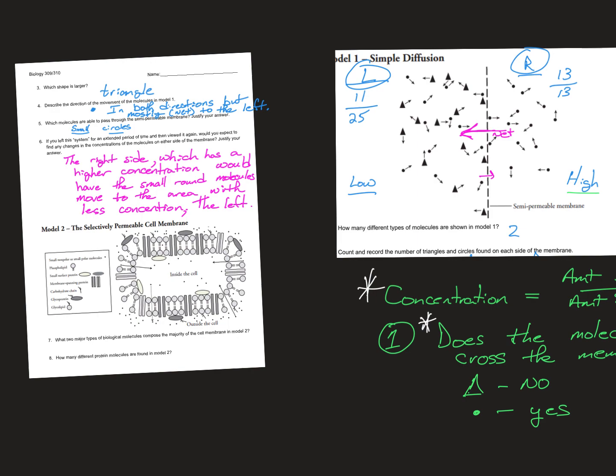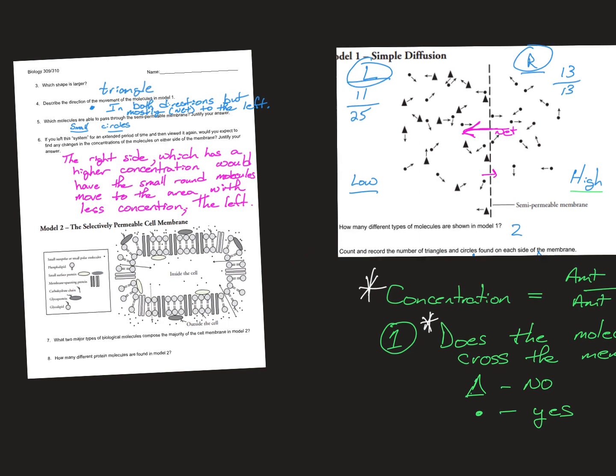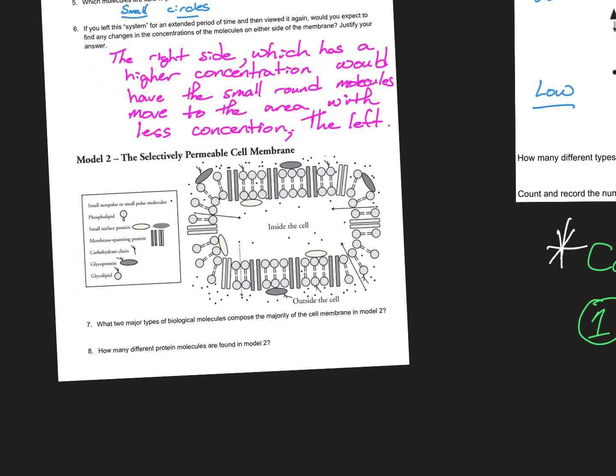Now let's take a look at this membrane here. Now you have a small nonpolar molecule, and then you have a polar molecule. They are these little dots. There they are. Which are the only ones crossing the membrane? Small nonpolar.